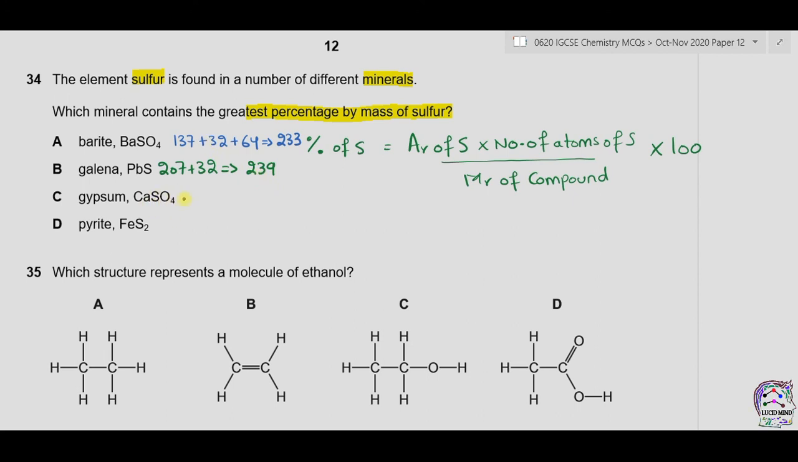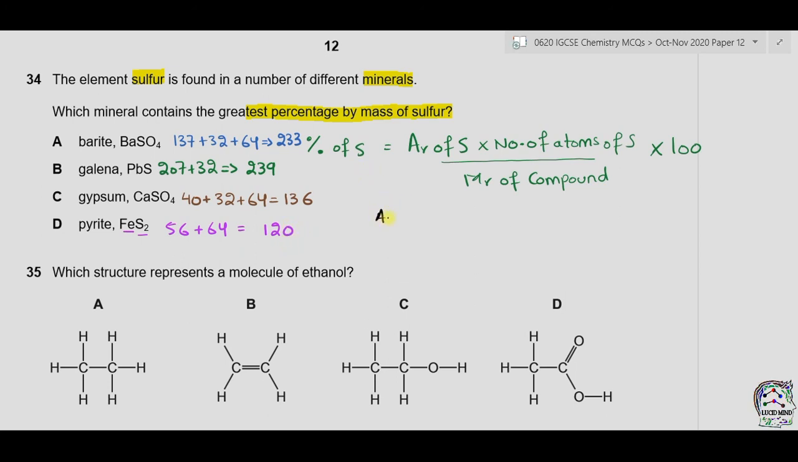For gypsum, we have 1 calcium, 1 sulfur. Calcium is 40, sulfur is 32, while there are 4 oxygen atoms. So for 4 oxygen it will become 64. The molecular mass comes equal to 136. In D, we have 1 iron, 2 sulfur. For iron, the atomic mass is 56, while for 1 sulfur it is 32. So for 2 sulfur it will become 64. Collectively it comes equal to 120. Now calculating the percentage of S.